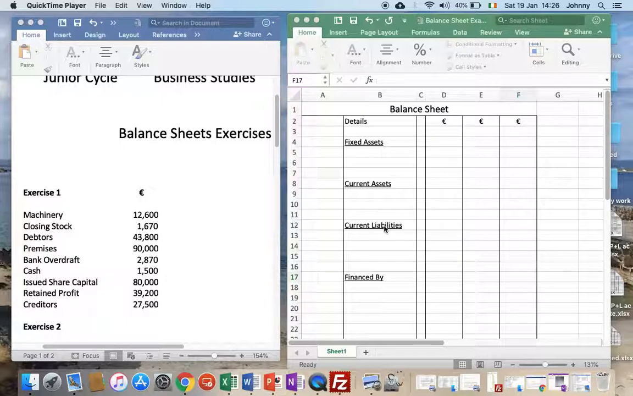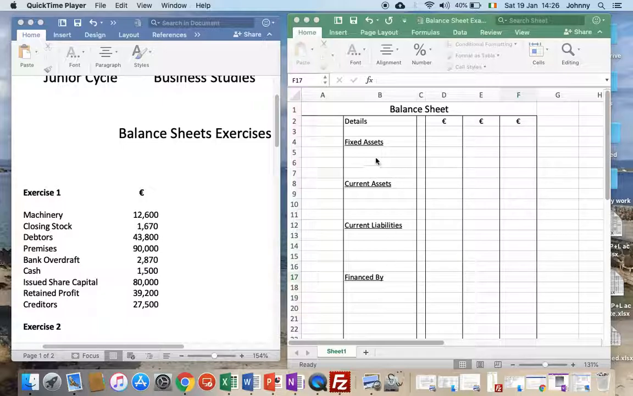Liabilities are debts, bills that we owe, money that we owe, and current means that we owe these bills for a short time and we will pay them off over the next days, weeks, maybe months. Finance by then is how did we pay for our business? Where did the money come from long term that we invested in trying to build our business?